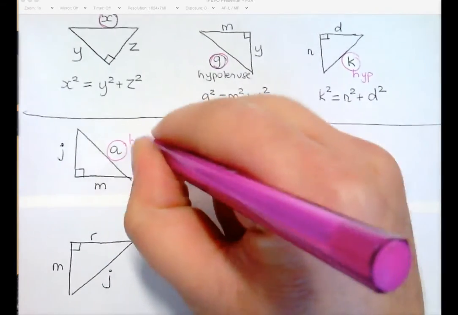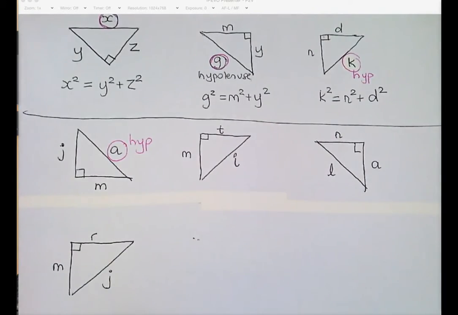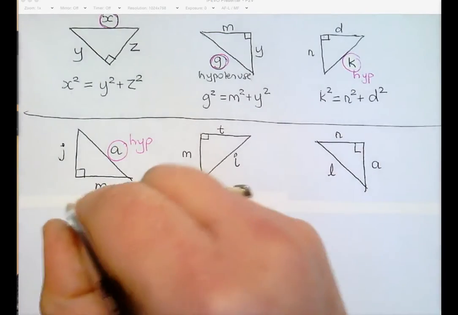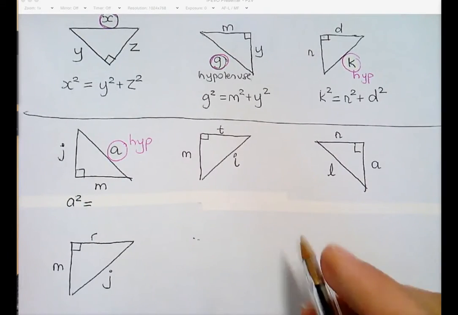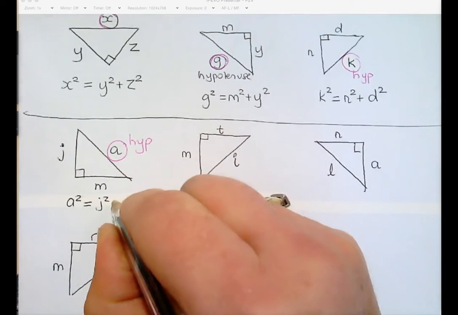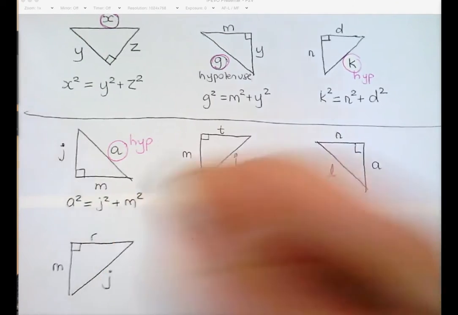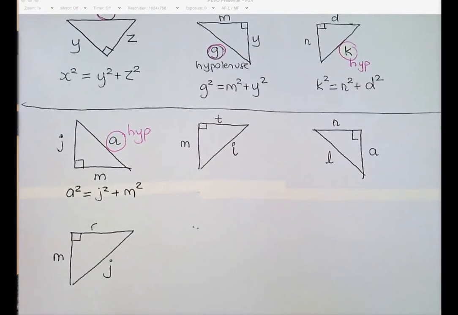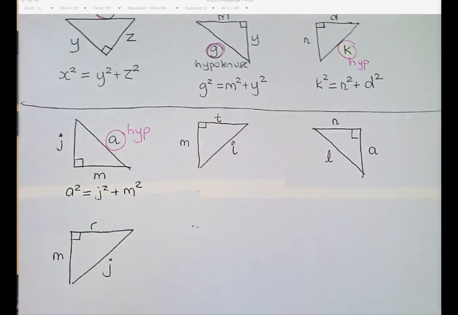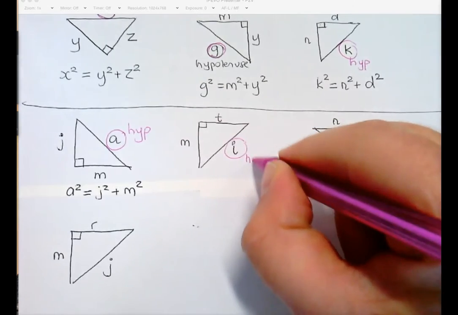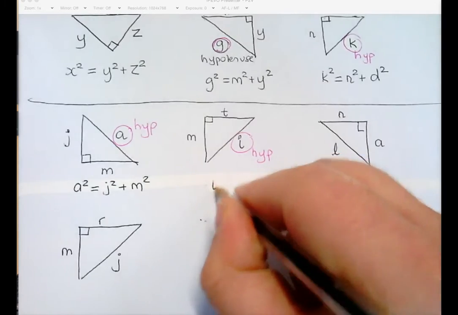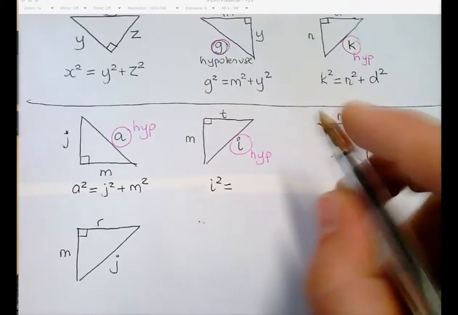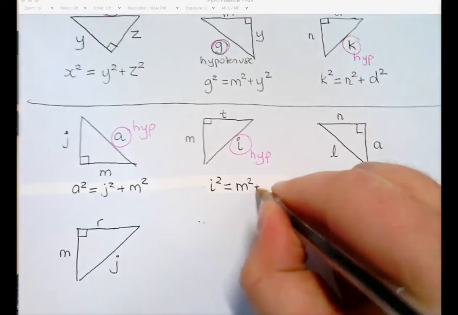So A is the hypotenuse. Go, Jada. Tell me what the rule is. A squared equals J squared plus M squared. Yeah. All right, who is MTI? Me. Go. Which one's the hypotenuse? I. Circle the hypotenuse. Always circle the hypotenuse. It's the longest one. Go. I squared equals M squared plus P squared.